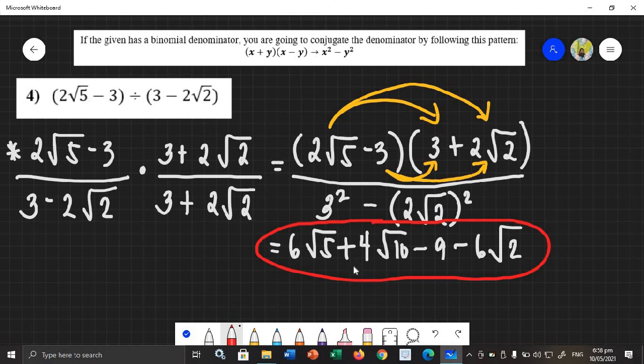So observing the quotient, wala na tayong pwedeng i-simplify pa. So sa radicals, they are already simplified. Square root of 5, simplified na yan. Square root of 10, simplified na yan. Square root of 2 din. And wala tayong pwedeng ipag-combine kasi they are not similar radicals. Therefore, this is now the quotient. So that's it. That is how you divide radicals.